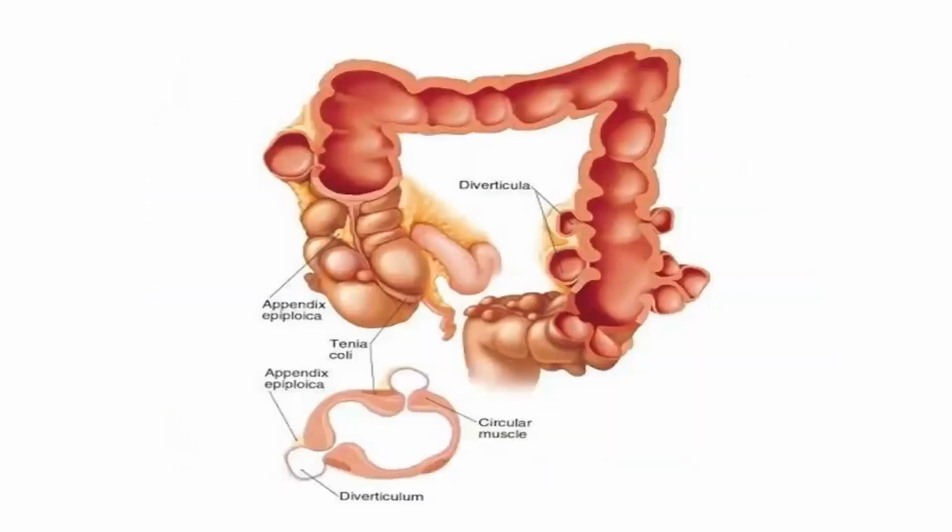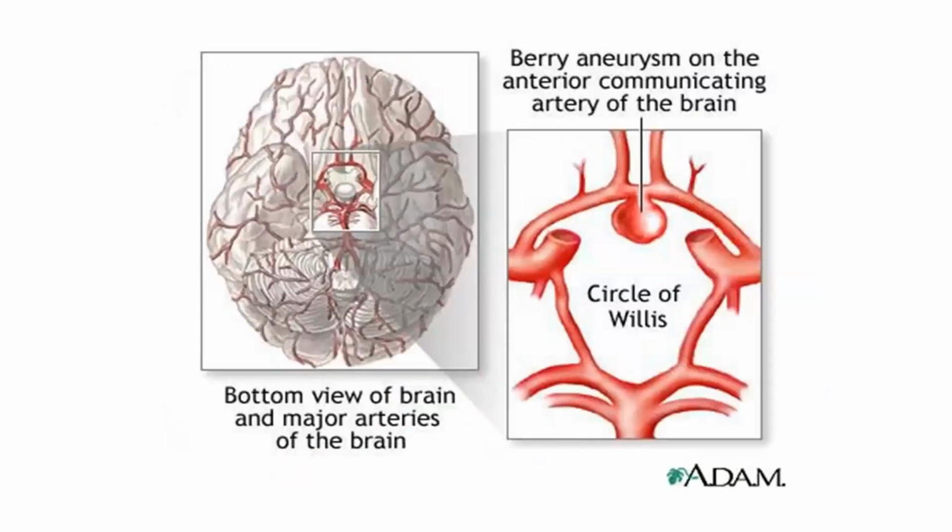Colonic diverticula: the colon showing diverticula. They can present with lower GI bleeding, or they can also have severe constipation. Now, an aneurysm on the anterior communicating artery of the brain, this is the circle of Willis, and these aneurysms, when they rupture, can lead to subarachnoid hemorrhage.